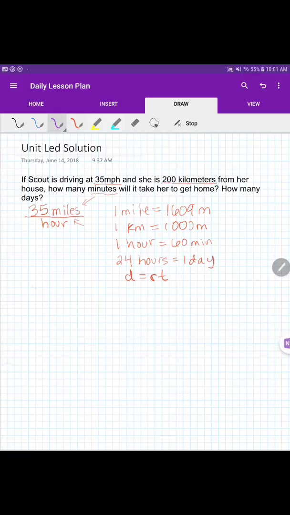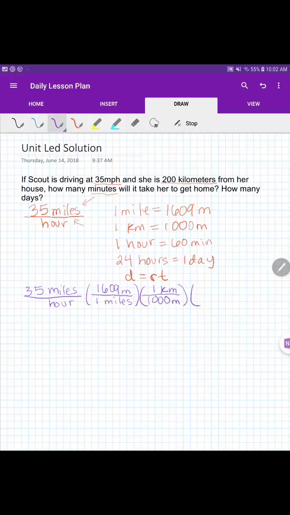So let's start out with our original information. Scout is driving at 35 miles per hour. So we want to convert miles into kilometers, and we want to convert hours into minutes. So to go from miles to kilometers, we need miles in the denominator so that the terms cancel out, and we use the conversion factor here. And then we're going to go from meters to kilometers. So we want meters in the denominator, and that's our next conversion factor.